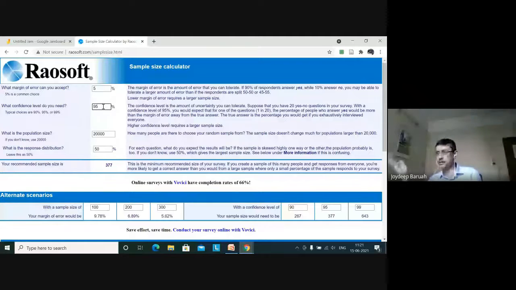That means if we repeat it 100 times, how many times do I expect this result with high precision? That is 95%. Then population size, and then the distribution. You fill up these things, and 50% is the default number. The 377 is your sample that is required to interpret the results at the 5% margin of error and the 95% level of confidence.